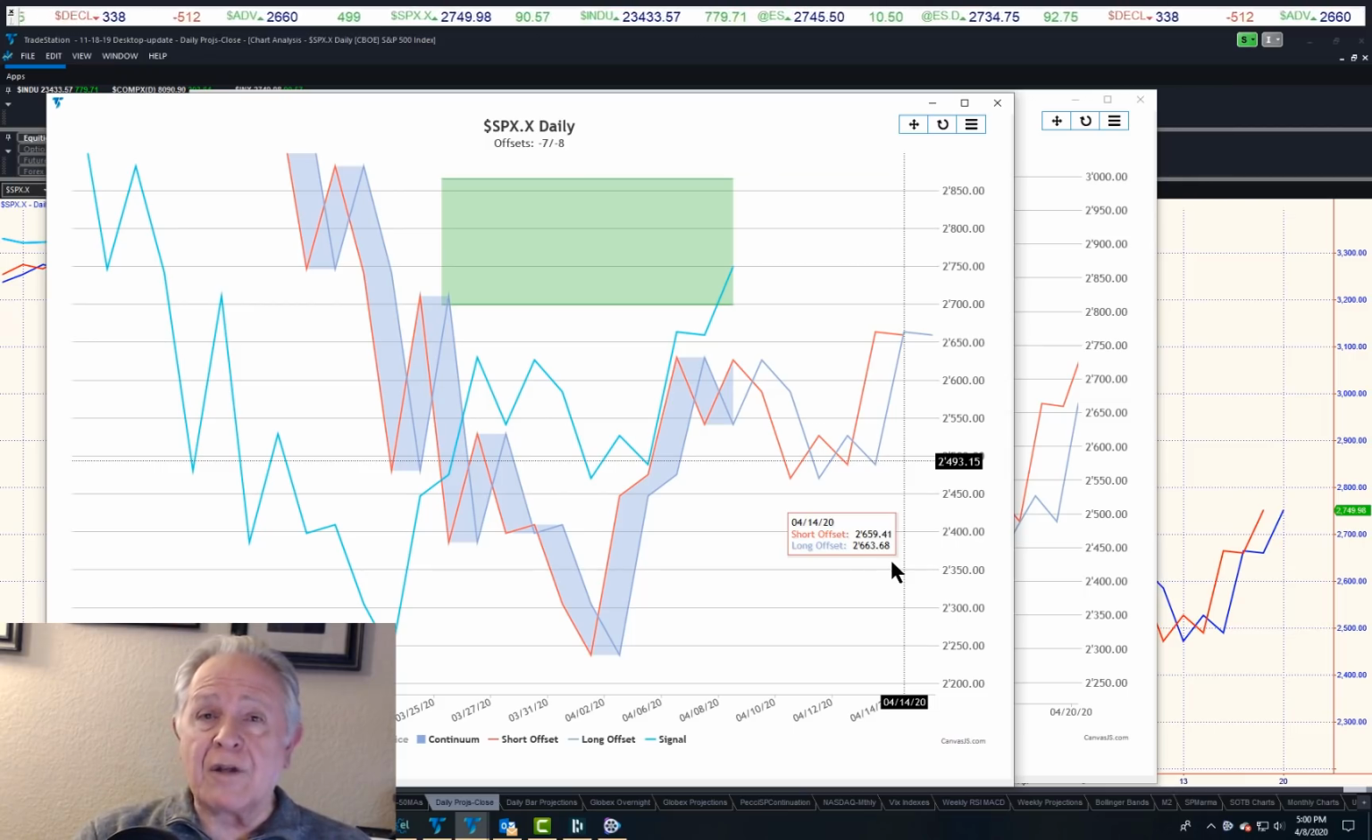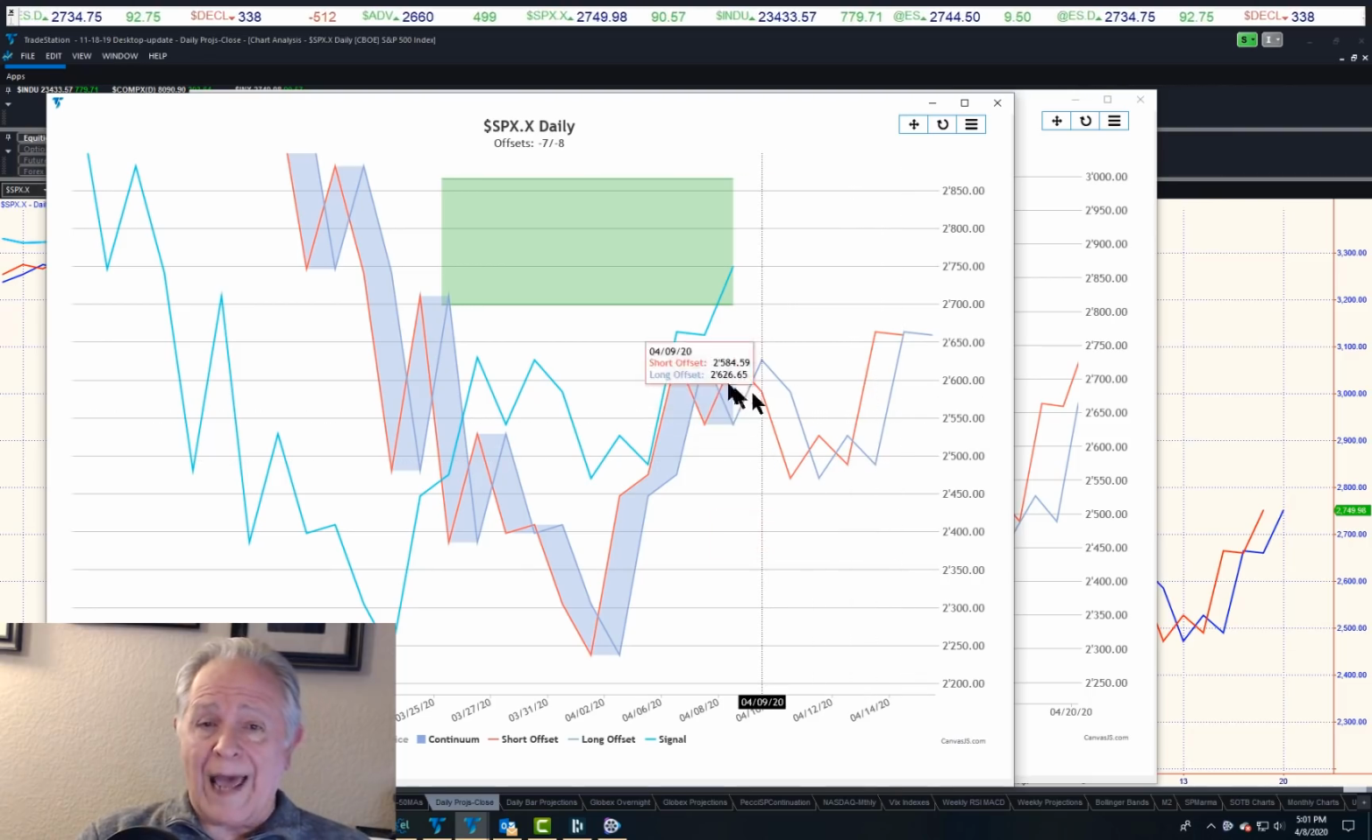But let's start out by saying the thing that troubled us yesterday, in terms of thinking we might have been at a top, was that we had not satisfied all the closing projections. Most of the intradays had been met, but not the closing price projections, okay? So look what happened today. This is the 7 to 8 day offset.